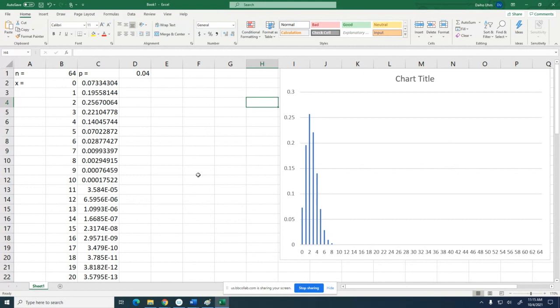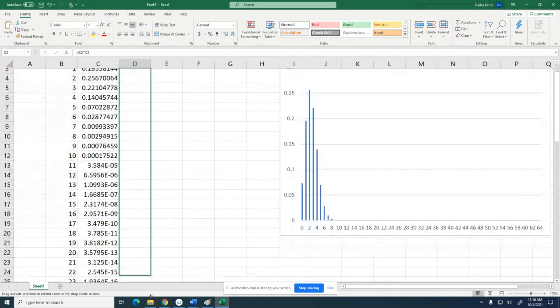So do you expect the mean will be bigger than 2 or smaller than 2? Smaller than 2? No, bigger than 2. Bigger than 2. Let me check. Let me take the mean using the formula. What was the formula? Take the multiplications and then sum up, right? Even though we have many values, it doesn't matter. Take the multiplication and copy down.